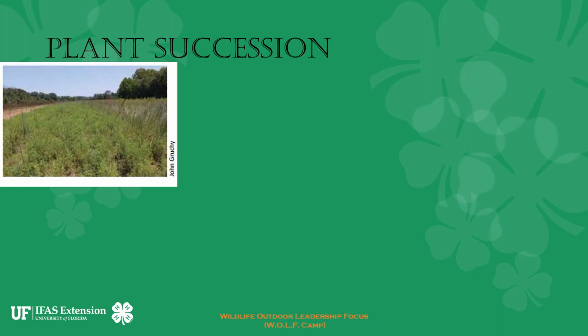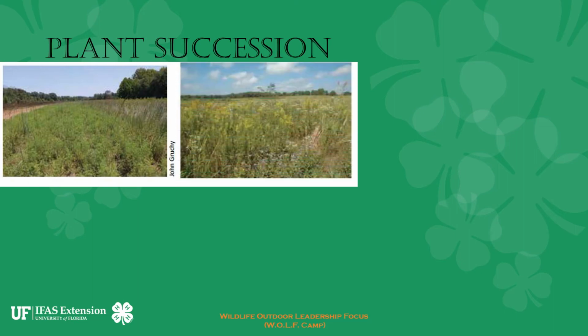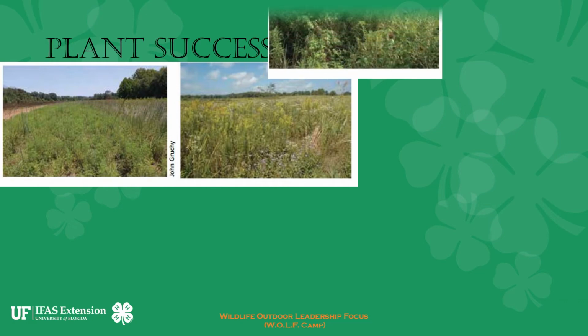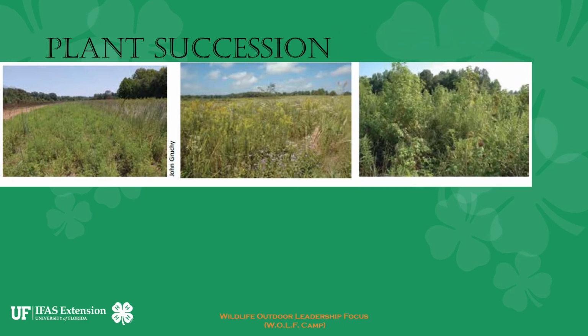That first stage gives way to the second stage, and that's where we start seeing more diversity. We start seeing perennial forbs and grasses that slowly give way to the third. We see a little more woody stems. We start to see shrubs, some trees, some sweet gum, red maple, eastern red cedar. This transition provides excellent cover for many wildlife species. And various shrubs and trees represent the third successional stage.